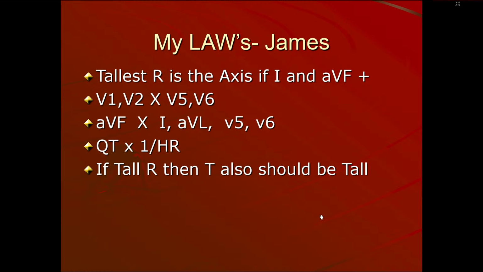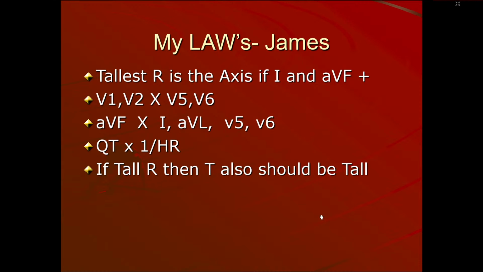These are some more observations which you should know. The tallest R is the axis if lead 1 and AVF are positive. V1 and V2 will be opposing V5, V6 electrically. If something is positive in V1, V2, you will see a deep S in V5, V6. Something is very tall in V5, V6, deep S in V1, V2, like that. Similarly, inferior leads oppose the lateral leads. So AVF, lead 2, lead 3 will oppose lead V5, V6 and AVL.